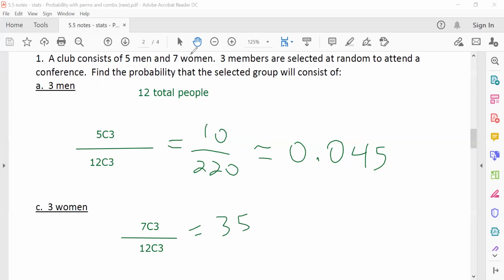So now the women strike back here because there are more women in the club. So there's more possible ways of selecting your group to have 3 women in it than there are 3 men. 35 divided by 220 is going to be about 0.159.